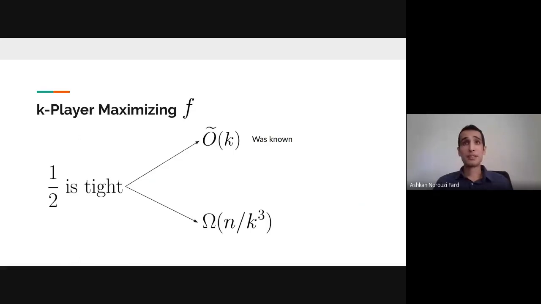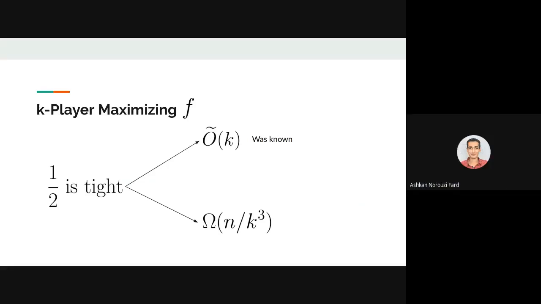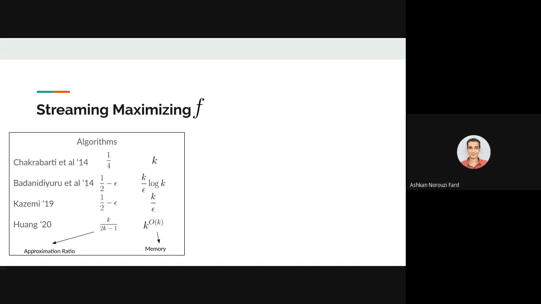It was known that there's an algorithm where the length of the message is O(k), and in this work we show that any algorithm that achieves better than 1/2 should use a memory of at least n/k³ as well. So this will imply the hardness for the streaming setting, but before getting to that point, let me briefly go over some of the works in the streaming setting.